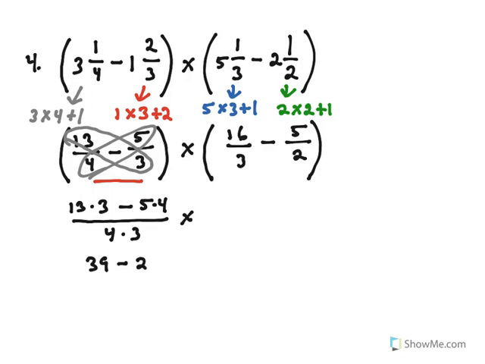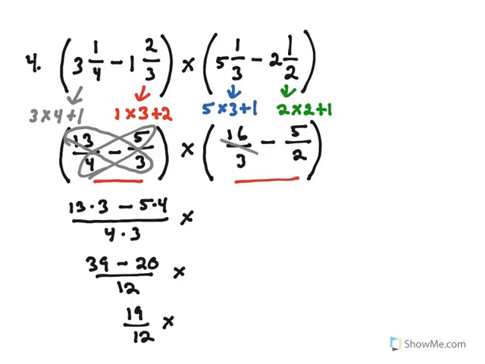5 times 4 is 20, and then 4 times 3 is 12. Okay, so 39 minus 20 is going to be 19 over 12. Okay, and then we're going to do the butterfly method for the second group of fractions.